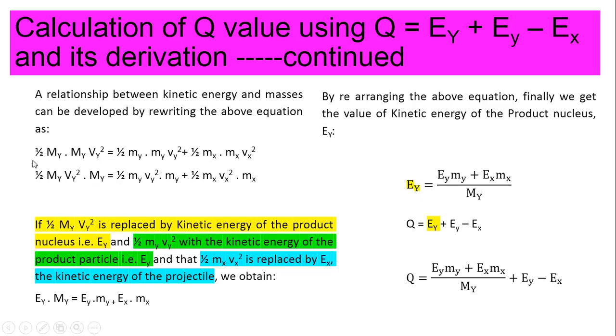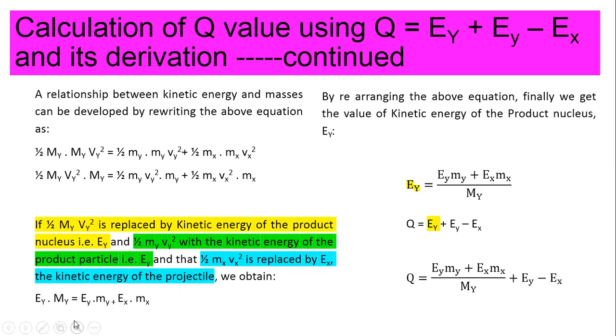If you have a look at this equation, this half mv square is the kinetic energy. So I'm just putting the kinetic energy in place of half mv square. Here, capital E Y is the energy of the product nucleus, small m y and small v y give the kinetic energy of the product particle, and similarly small m x and small v x give the kinetic energy of the projectile. So I'm replacing half mv square with the kinetic energy, and this equation becomes like this.